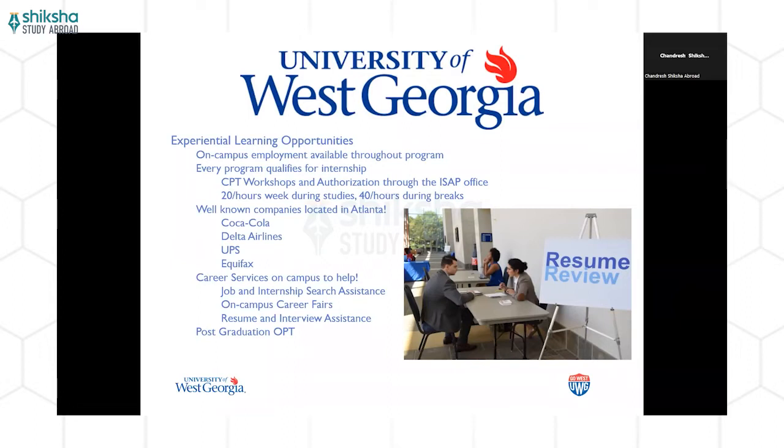The students are able to work 20 hours per week during their studies and 40 hours during breaks, and that is true for both CPT internships and the on-campus employment options.